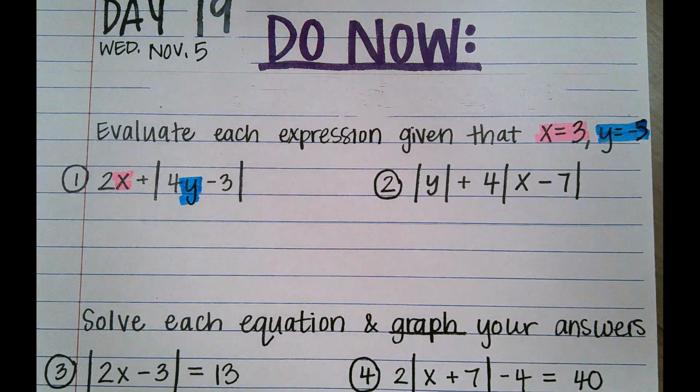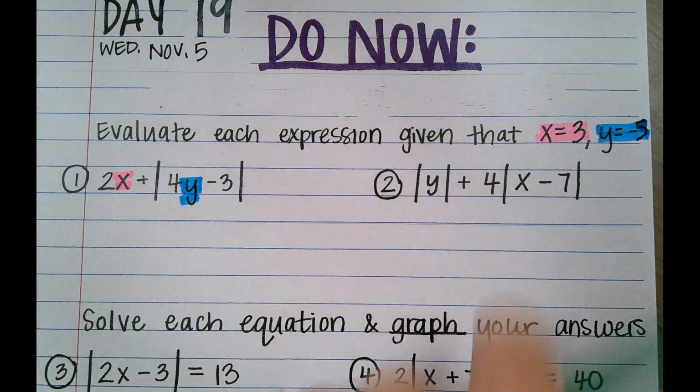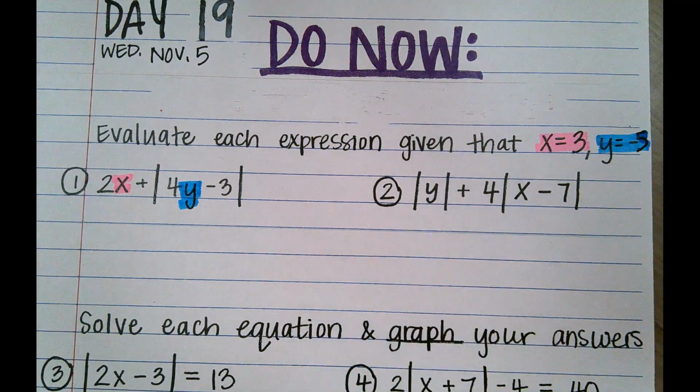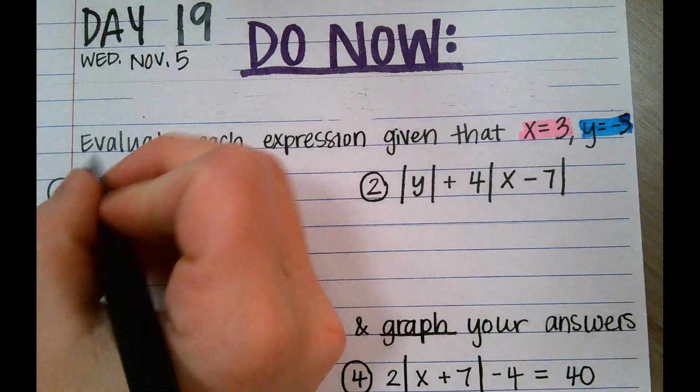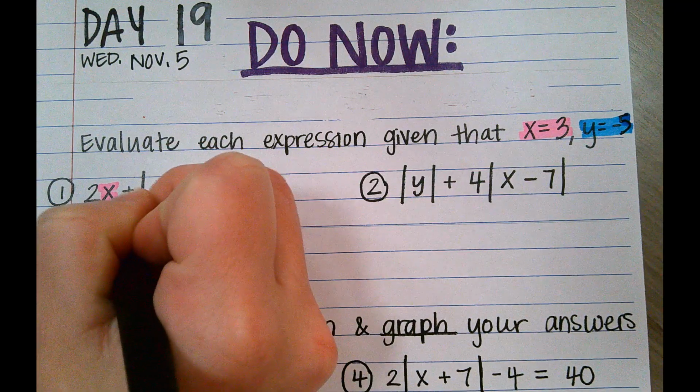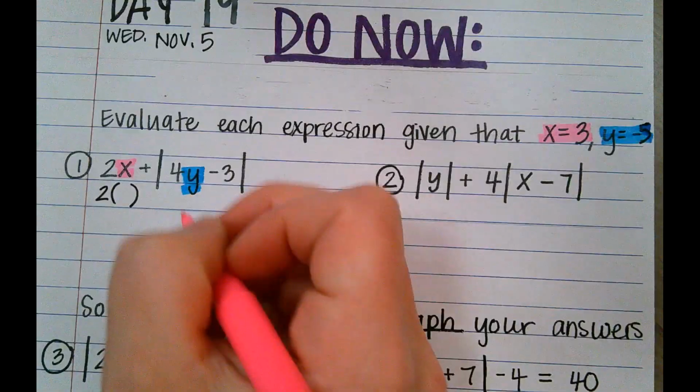Rewrite the equation, but 2 times 3 for your x. Yes, we want to now rewrite the problem, but we're going to replace the x with 3. So we have 2 times 3. Where is my black pen? There it is. 2 times, instead of x, we'll use 3.